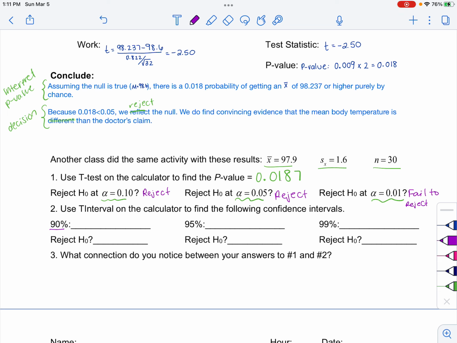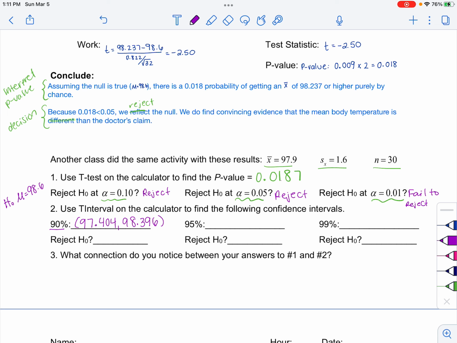I am given the confidence interval 97.404 to 98.396. Now it says reject the null, question mark. Would I, based on this confidence interval, choose to reject the null? Let me remind you, the null hypothesis states that mu is equal to 98.6.